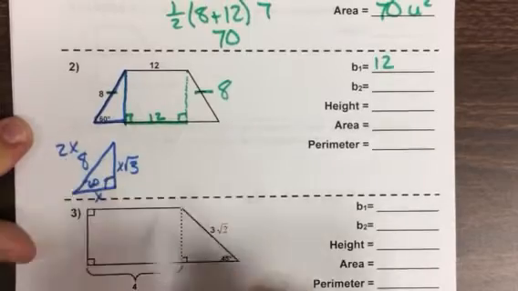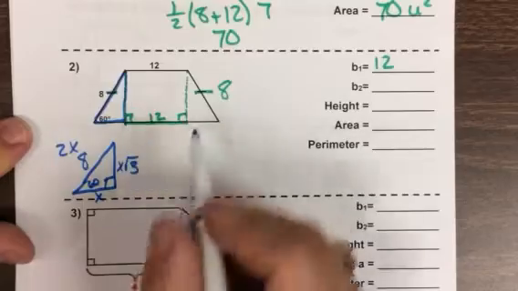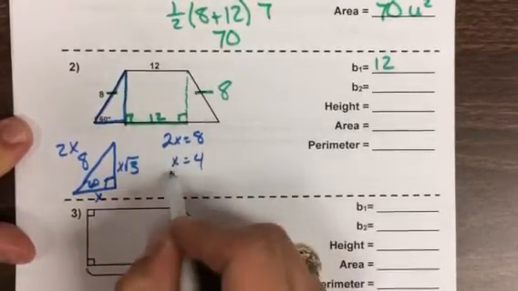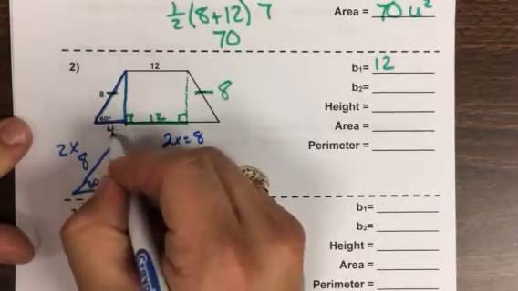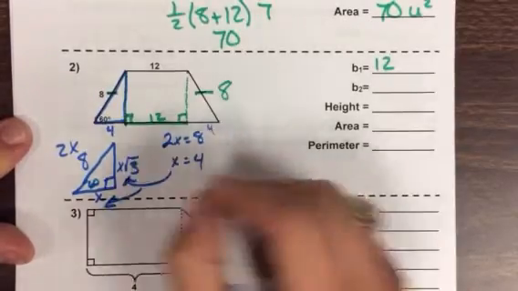I'm going to go ahead and use my special triangles this time and say 2x and 8. 2x equals 8, so x would equal 4, and plug it in. And if I look at it, that means that this piece down here is 4, and this piece right here would be 4.